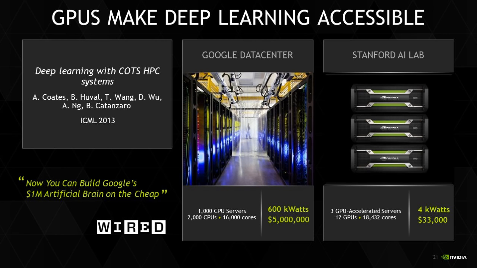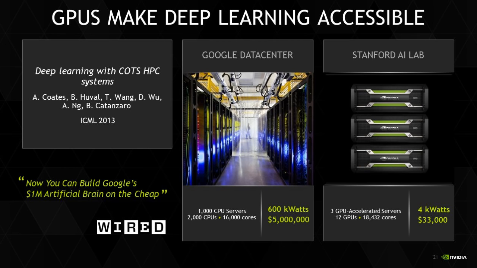So what is it about GPUs? Here is another example of the effectiveness of GPUs for training deep neural networks. In early 2013, Google published a quite famous paper, which spawned a Wired article, where they used 1,000 CPU servers, each with two 8-core CPUs, and trained a convolutional neural network with 1 billion parameters that learned from YouTube videos to recognize the faces of cats and the faces of people. It's estimated that it cost Google on the order of $5 million to build that system, and it used about 600 kilowatts of power.